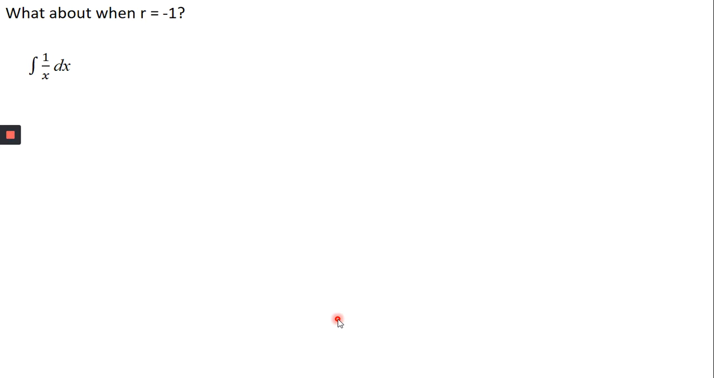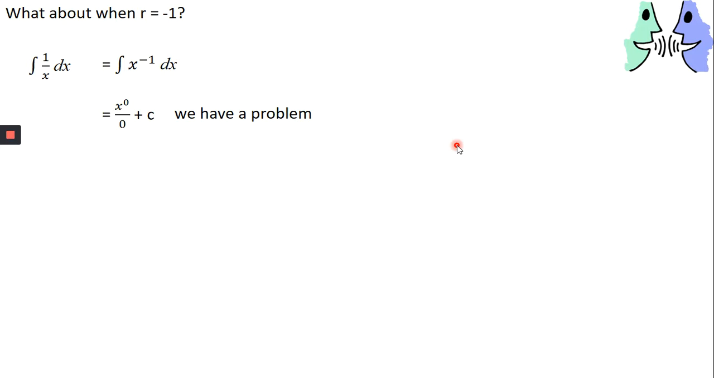What about when r is -1? So the integral of 1/x with respect to x, let's write it in this form. x to the power of -1, add a power, divide by that power, we have a problem. Luckily, thousands of years ago, mathematicians fixed that problem for us. It ends up being ln, or log base e of x. Don't forget, natural log, ln, is log of base e.